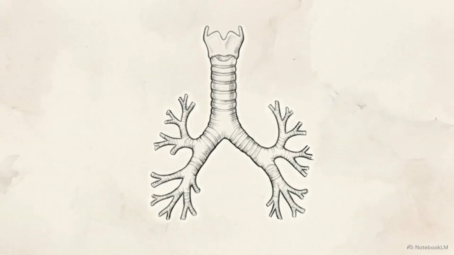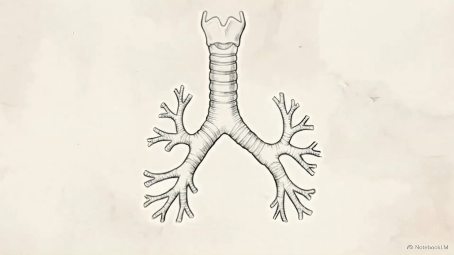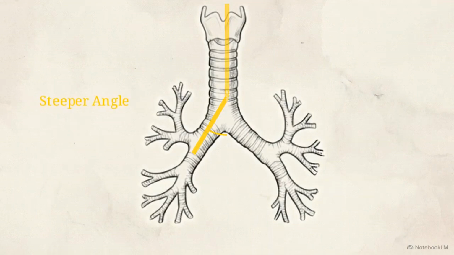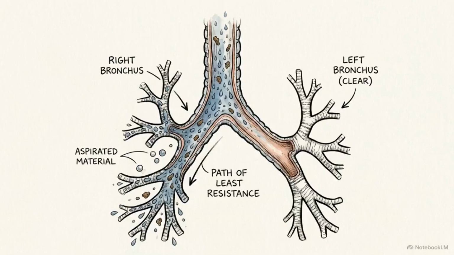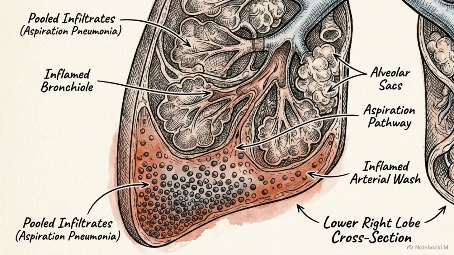The structural layout of the bronchial tree dictates clinical vulnerability. The right main bronchus branches off at a steeper, more vertical angle than the left, and it is noticeably shorter and wider. Because of this geometry, the right lung offers the path of least resistance. Inhaled foreign bodies and aspirated fluids routinely travel down the right side, directly localizing aspiration pneumonia.